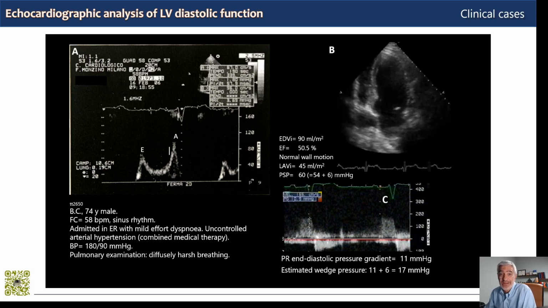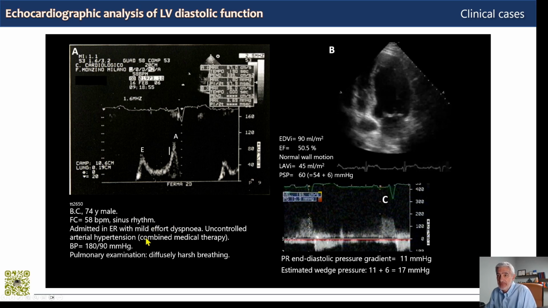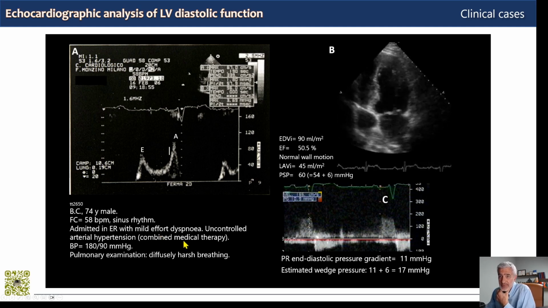Let's move on to another clinical case. We have a 74-year-old gentleman who was admitted to the emergency department with dyspnea on mild exertion. He had a history of hypertension, uncontrolled with combination therapy.